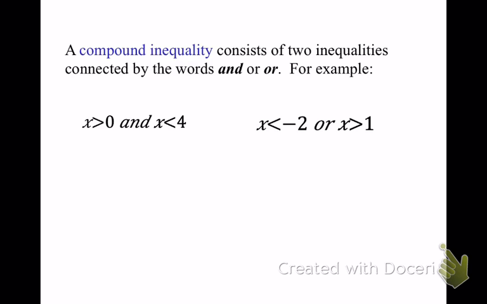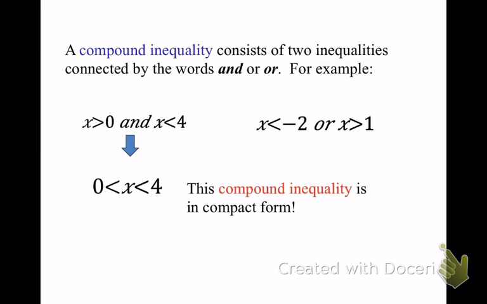Now, what's special about the ones that have the word and is you can actually write them in a compact form, meaning you don't actually have to write the word and in between, and you can just kind of merge them together to make them look like this. So this is compound inequalities in compact form.